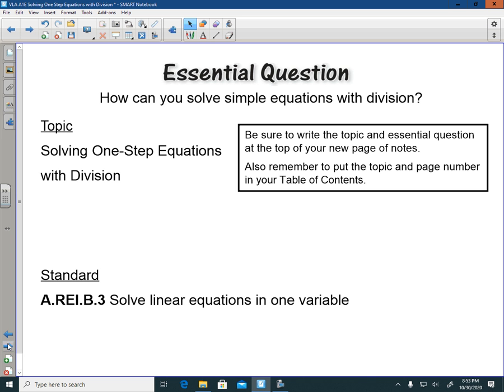Alrighty, start out your new notes at the top with your topic, solving one-step equations with division. And your essential question is, how can you solve simple equations with division? Be sure to write that topic and the essential question at the top of your notes, and remember to put the topic and page number in your table of contents. You can pause and do that right now if you want to.